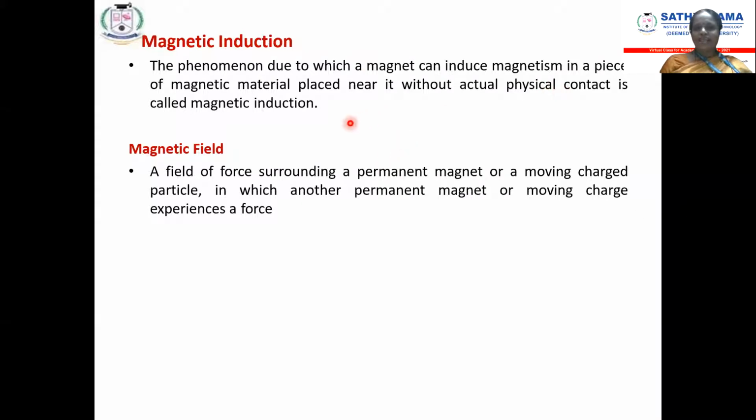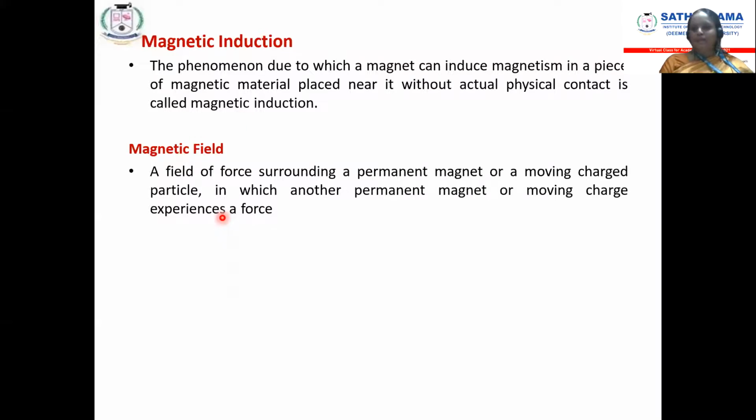Okay, and the magnetic induction principle: any piece of magnetic material placed near a magnet, without physical contact, becomes magnetized, and that is called magnetic induction. And what is a magnetic field? A field or a force surrounding a permanent magnet or a moving charged particle. The field around that magnetic medium is called a magnetic field. So when I place any charge in that magnetic field, it experiences a force.